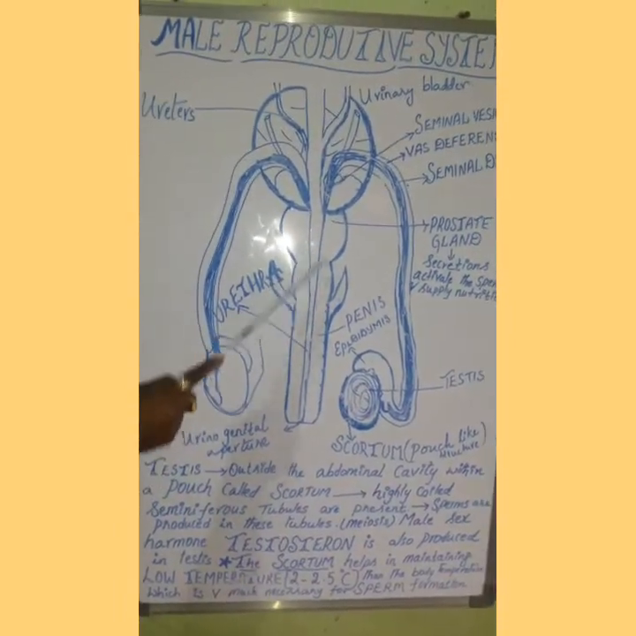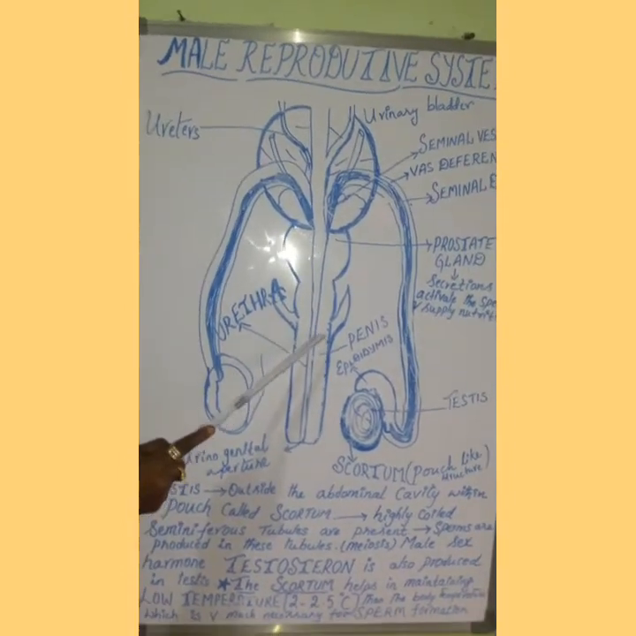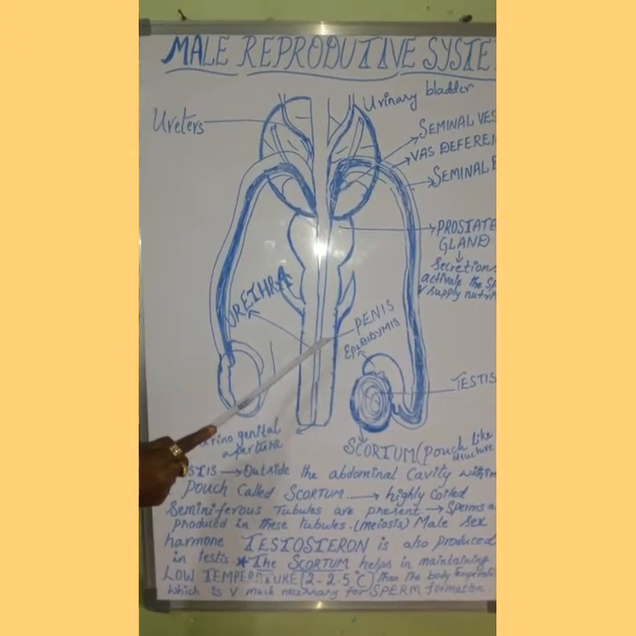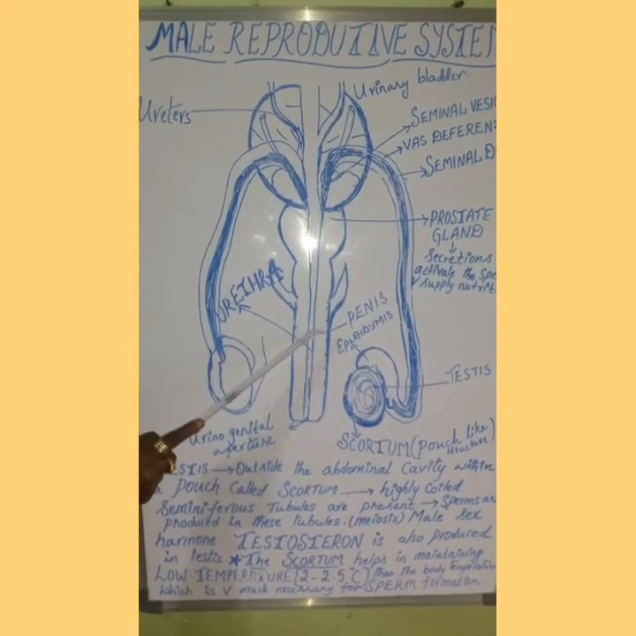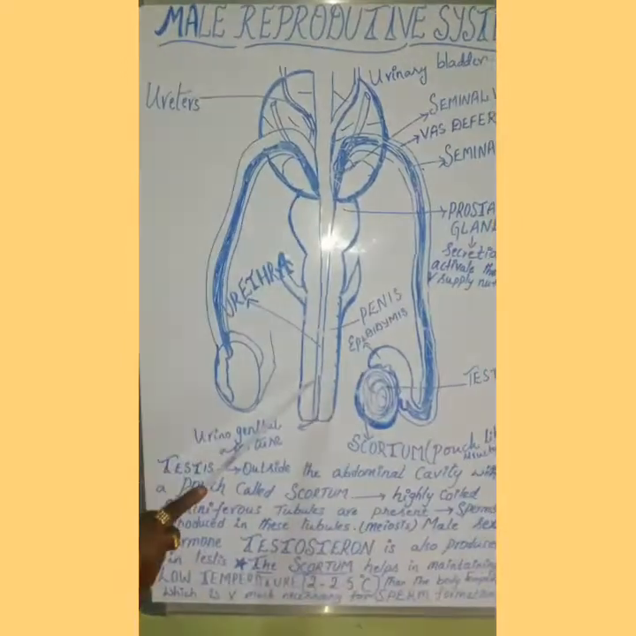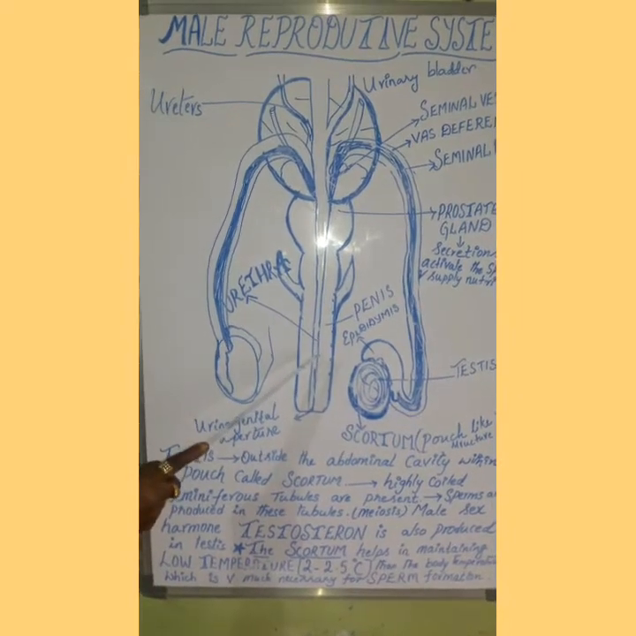This is called the urethra. The urethra in males transports not only urine but also sperms. Hence it is also called the urinogenital duct.